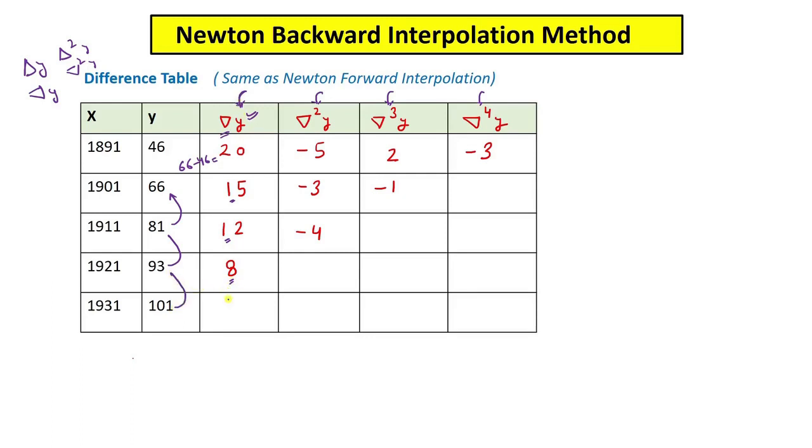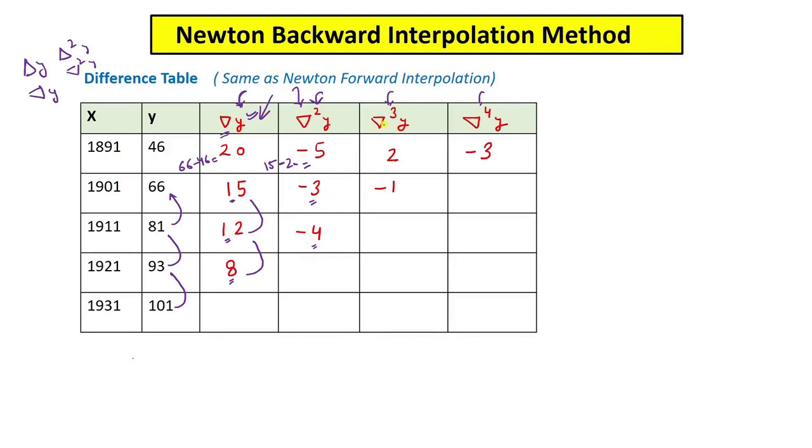After finding the first difference, we will find the next difference, that is del square of y. Del square y is constructed on the basis of these values of del of y, that is 20, 15, 12, 8. So we will use this column to construct del square y. We subtract 15 minus 20, which is minus 5. Do not do 20 minus 15, because then it will be a positive value and that will be a wrong value. Now 12 minus 15 is minus 3, and 8 minus 12 is minus 4.